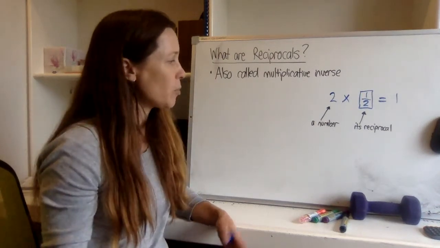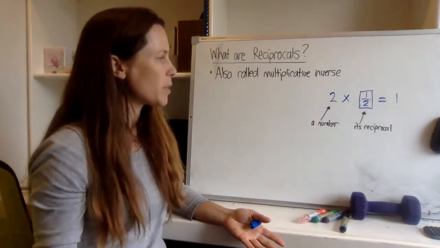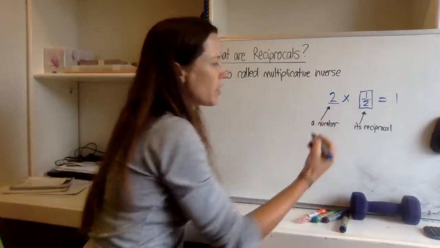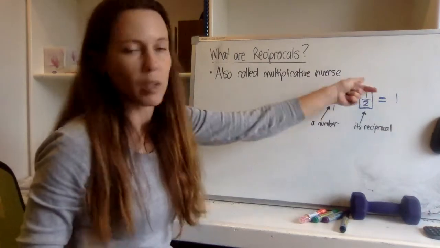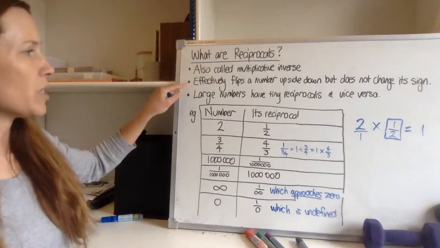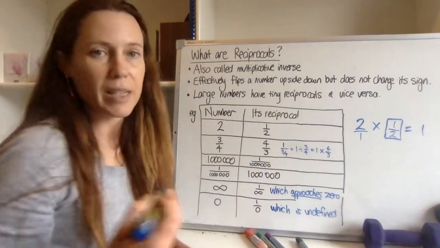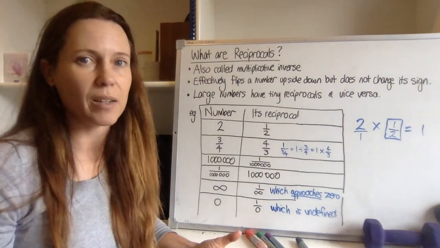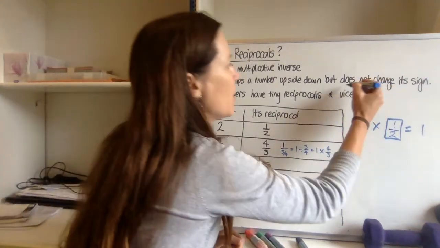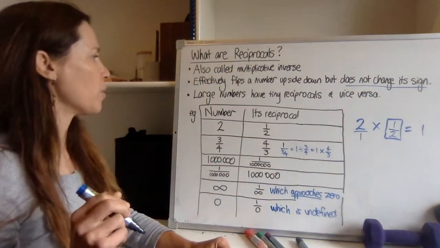Now, that works well with fractions. What about numbers that don't look like fractions? If you consider that 2 is really 2 over 1, then if we flip that, we get its reciprocal. It's important to note that when you flip a number upside down, a positive number will still be positive. A negative number will still be negative. That flipping doesn't change the sign. So that's the first important point.